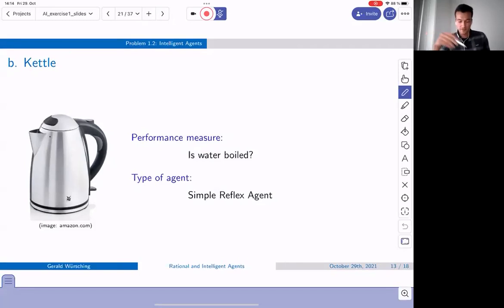So simple reflex agent, why do we need a simple reflex agent? Because it's a very simple problem. We just defined a very easy performance measure saying, is the water boiled? And a simple reflex agent would just be able to handle that. It just checks the current percept at every time. So it checks, is the water boiled at the current time? If not, it performs an action, so it continues boiling. If the water is boiled already, it stops boiling. So this is a very simple logic that would be implemented in such an agent.